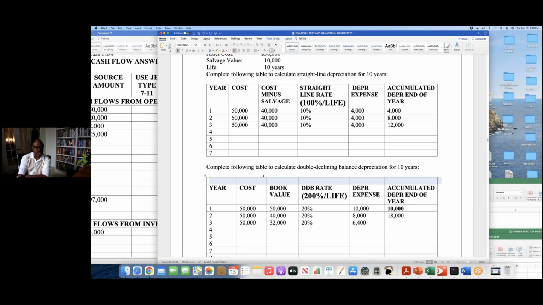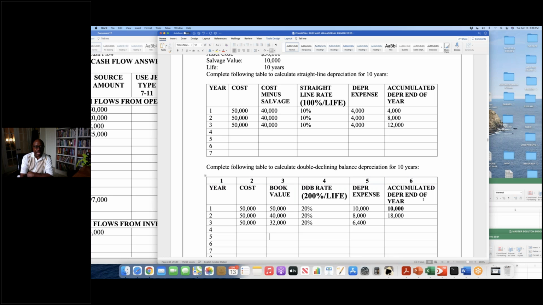I'm gonna insert a row above, and I'm gonna label these columns. And I'll go ahead and try to center them. Okay.